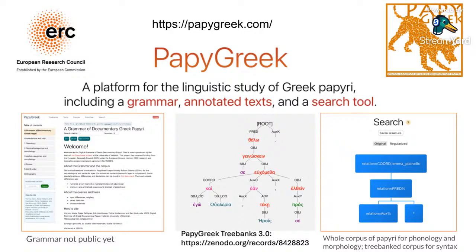But other query tools for literary corpora also exist, and that's what Alek is going to talk about more. And these things are still developing. But this is the basic idea of the Pappy Greek project, and we have also the annotation framework there.